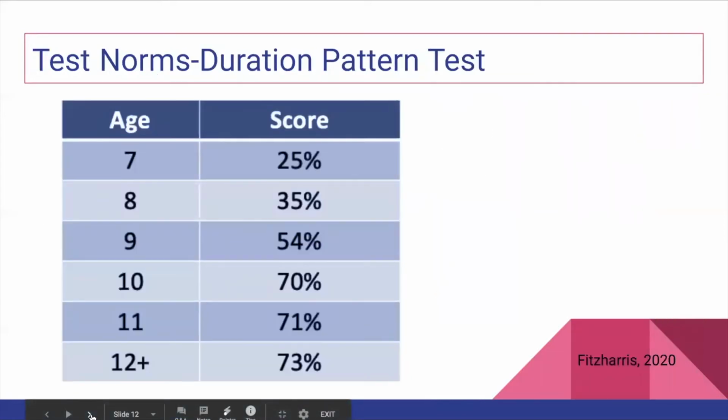The test norms for the duration pattern test are shown below, primarily for ages 7 through 11, and you can see the scores on the right-hand side, and then there is a 73% normal score for ages 12 and up.